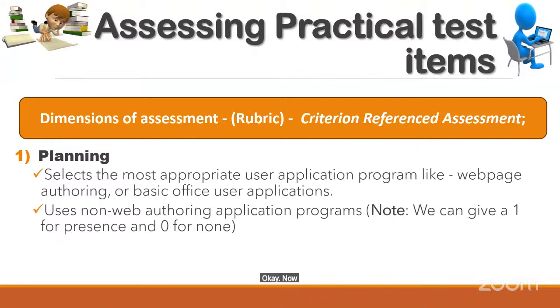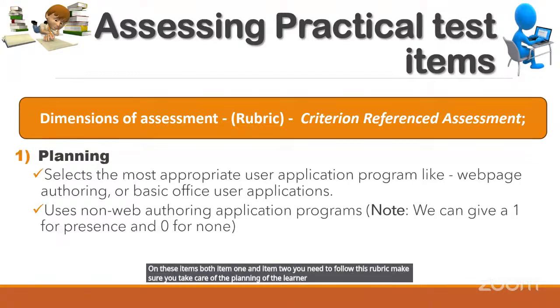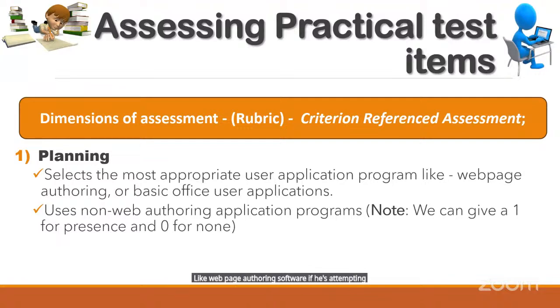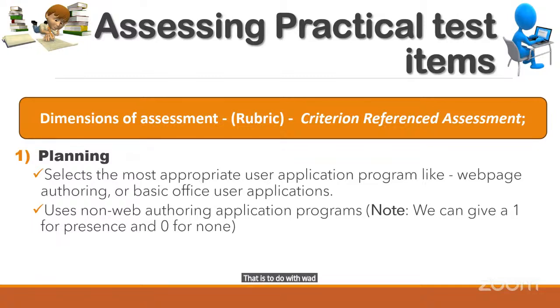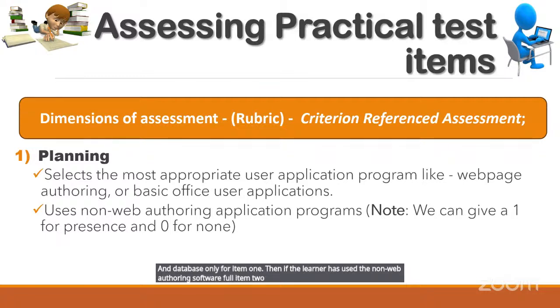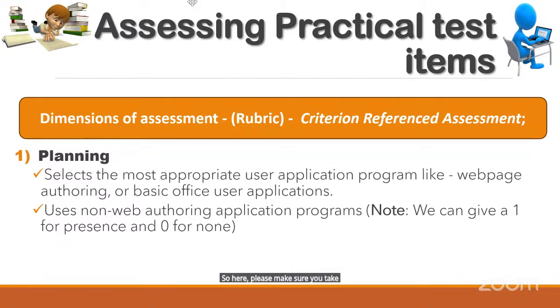Now, to the teachers who are here, while you are scoring your learners on these items, both item 1 and item 2, you need to follow this rubric. Make sure you take care of the planning of the learner. That's why we said PN. Ensure that the learner has selected the most appropriate user application programs like web page authoring software if he's attempting item 2, or basic office user applications for item 1. That is to do with Word, spreadsheets, Excel, and database, only for item 1. Then if the learner has used the non-web authoring software for item 2, you can give a 1 or a 0 or none. So here, please make sure you take care of planning of the learner's work.